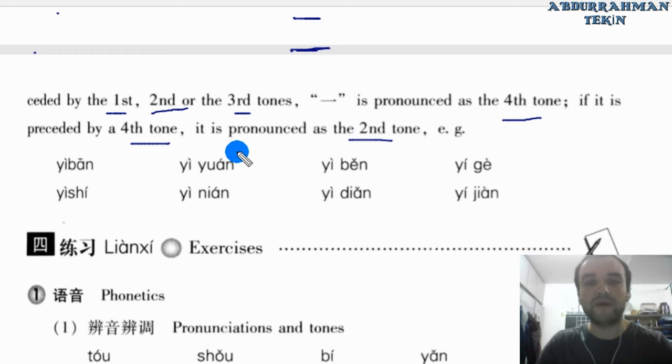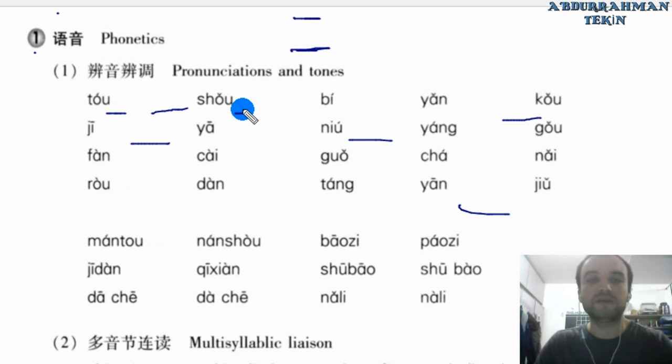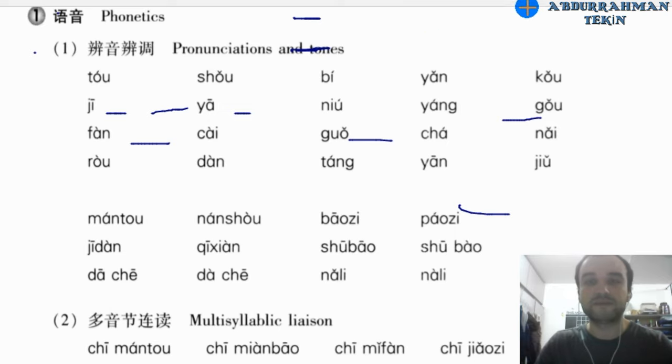And here we have the examples. 一杯, it's a first tone and 一 became fourth tone. 一元, 一杯, and here the fourth tone follows and 一 became the second tone. 一个, 一次, 一年, 一点, fourth tone, and it became the second tone. And keep practicing tones and pinyin here.